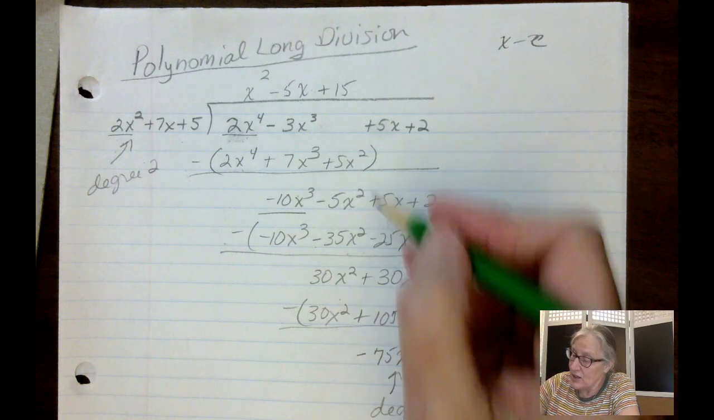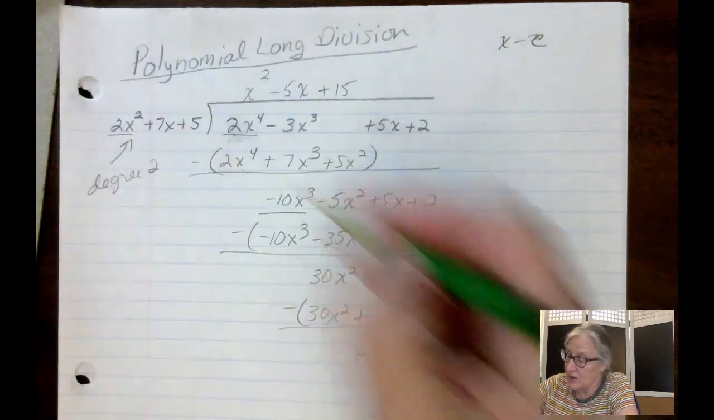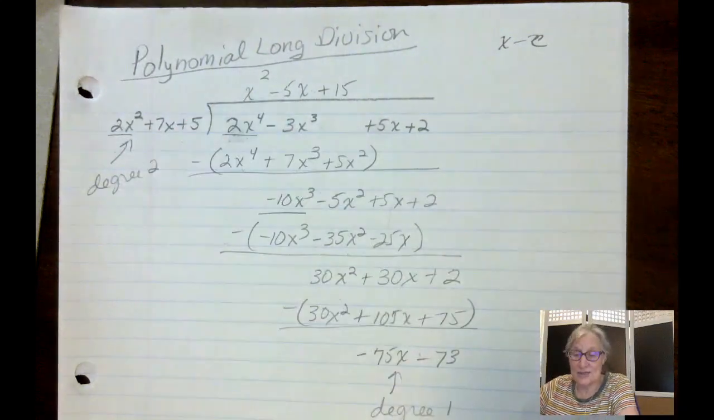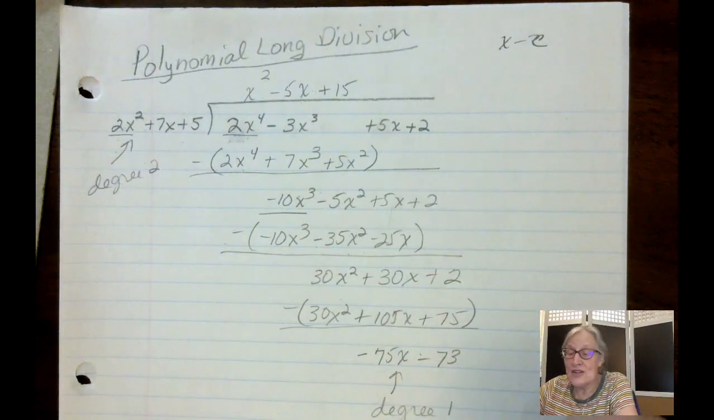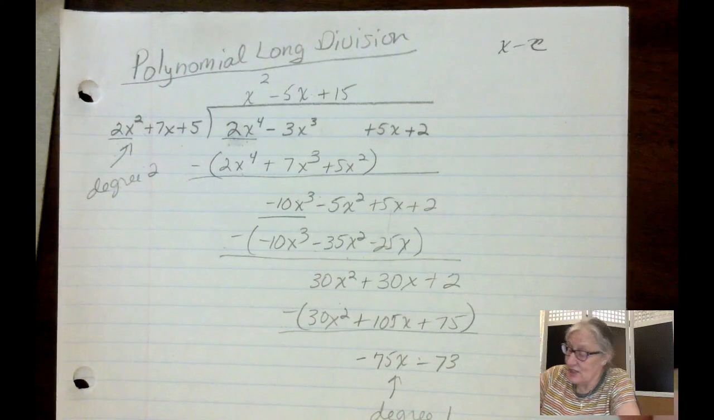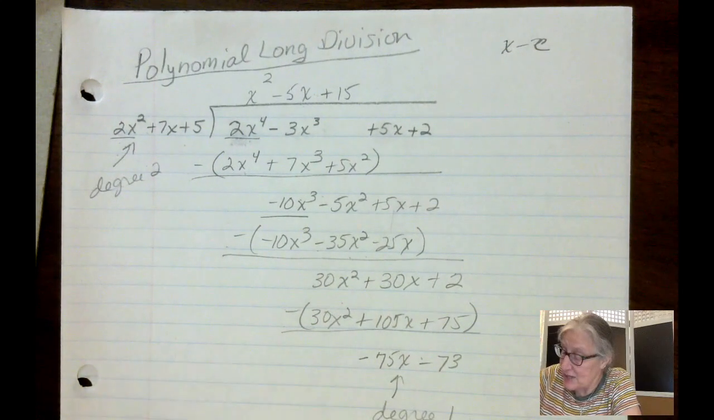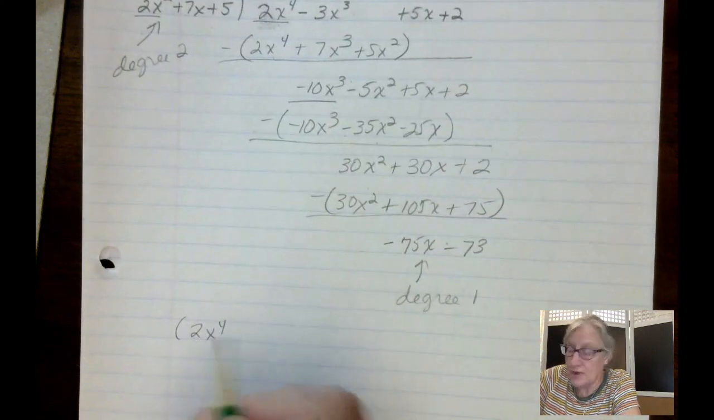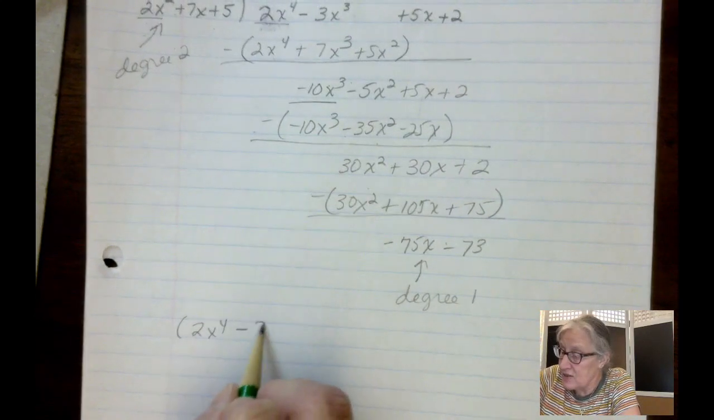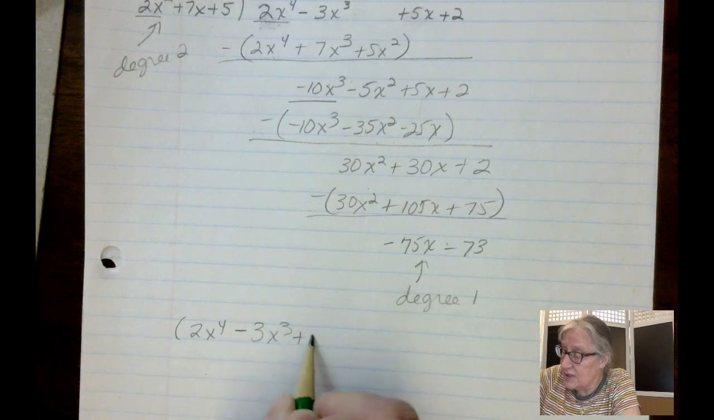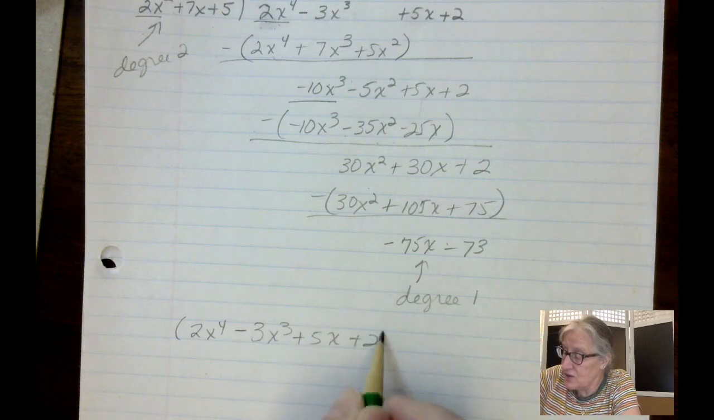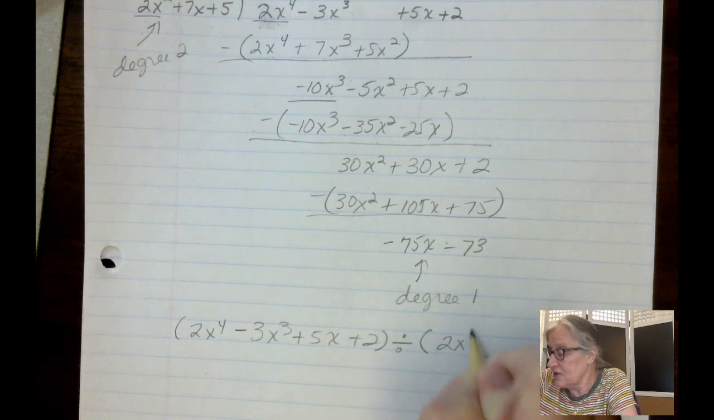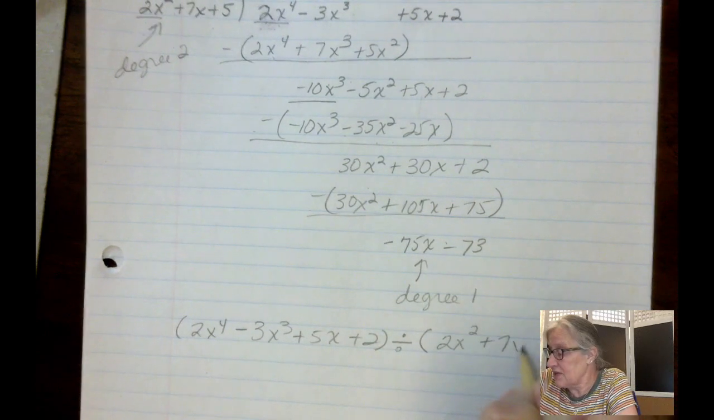And so on all the other steps, our remainder was x cubed, higher degree, x squared, same degree, x, lower degree. That's when we know that we're finished. Right? So for the result of our division, we would write our division statement as: we took 2x to the fourth minus 3x cubed plus 5x plus 2, and we divided that by the divisor of 2x squared plus 7x plus 5.